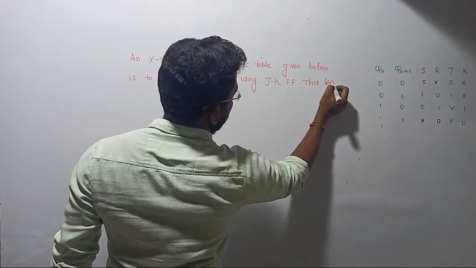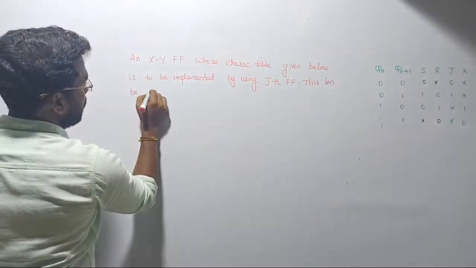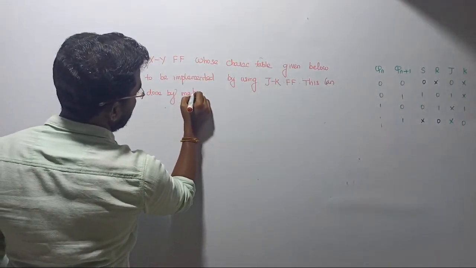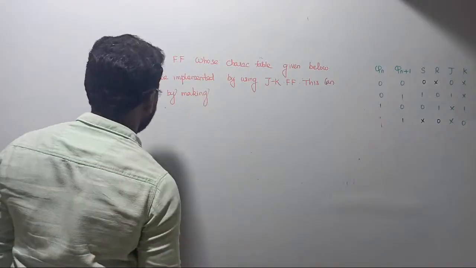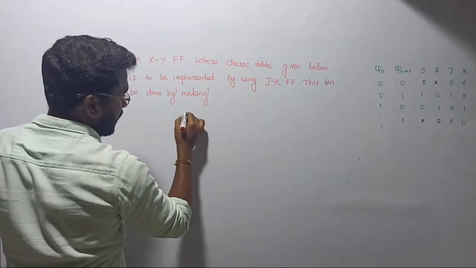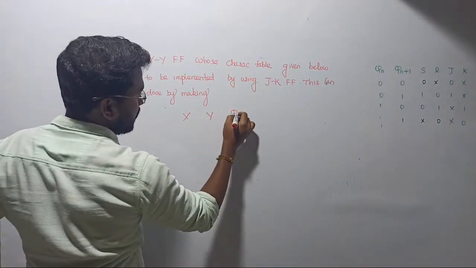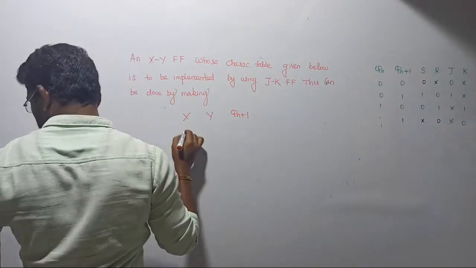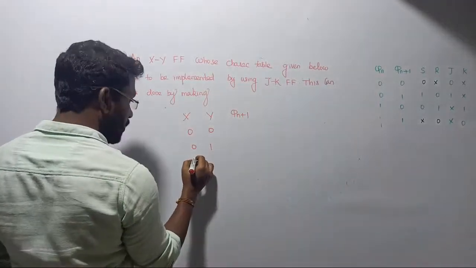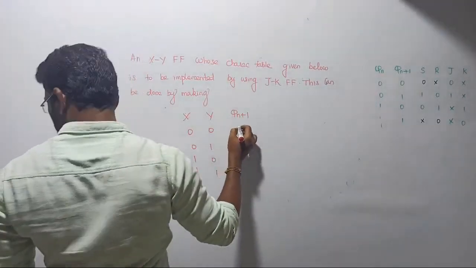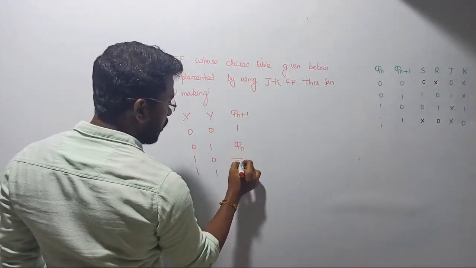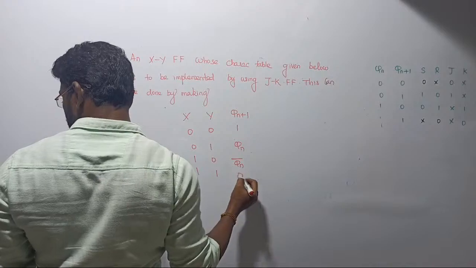This can be done by making... This is the question. The characteristic table of the flip-flop is clearly given, that is X, Y, and Qn plus 1, and its correspondent they have 0 0 0, 1, I think same possible combinations 1 0 1 1, and its correspondent is 1, which is Qn, and this is Qn bar, and this is going to be 0, right?